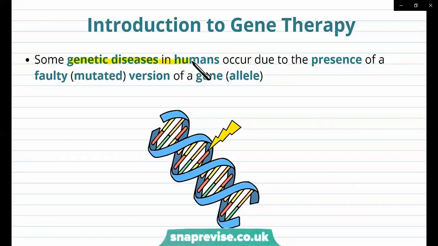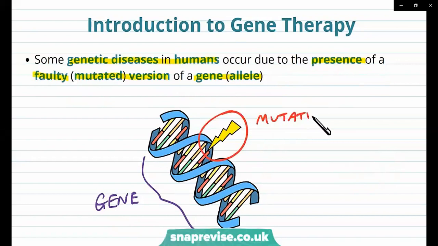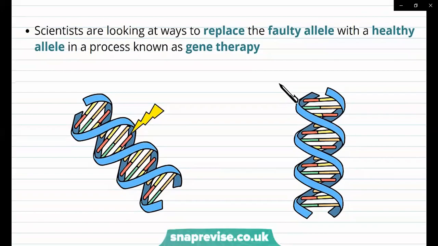Some of the genetic diseases that happen in humans occur because of the presence of a faulty, or what we call mutated, version of a gene or allele. Remember that every protein in the body is coded for by a gene, and that gene has to have the correct sequence of DNA bases to code for the correct protein. Sometimes we can have mistakes in that sequence caused by a mutation. Mutation, remember, is the change to that sequence of bases, which usually leads to a faulty version. So we get a faulty allele and therefore a faulty protein, and that can cause genetic diseases. So many scientists are looking at different ways to replace that faulty allele with a healthy version of the allele, and this process is known as gene therapy.